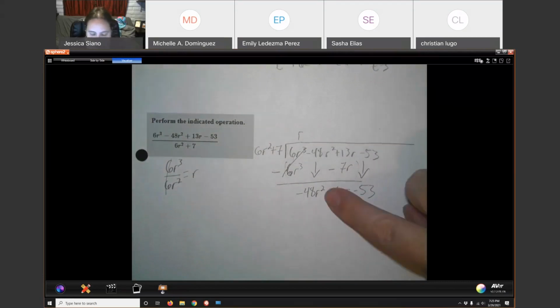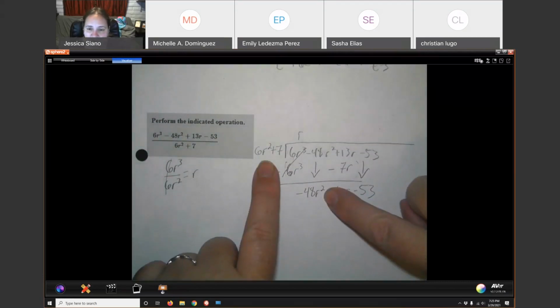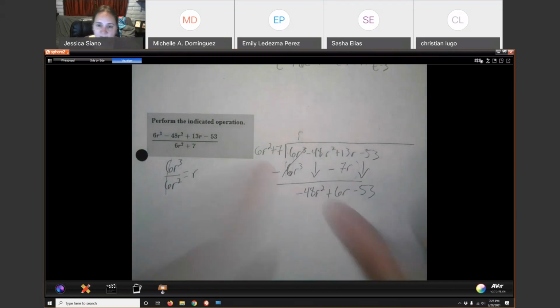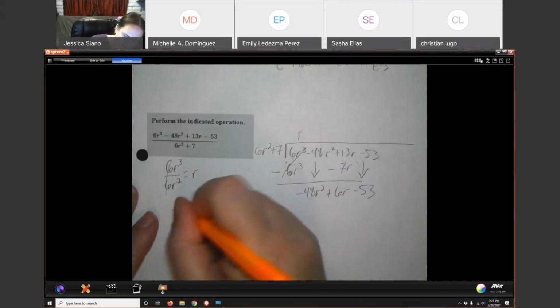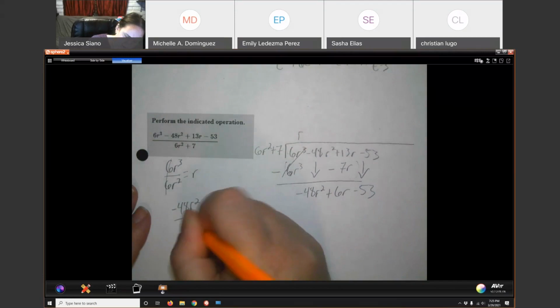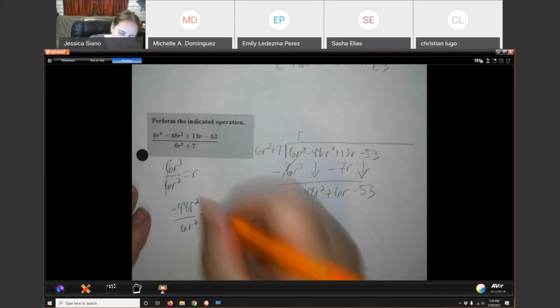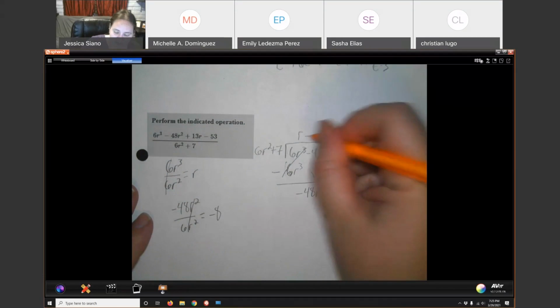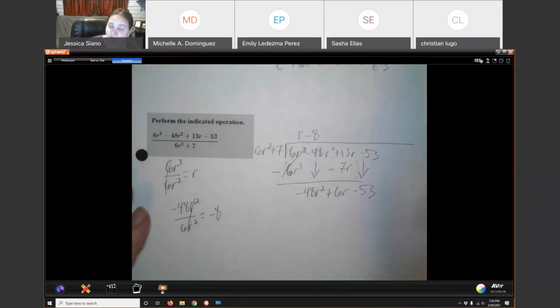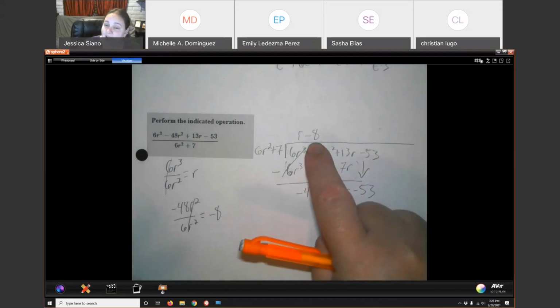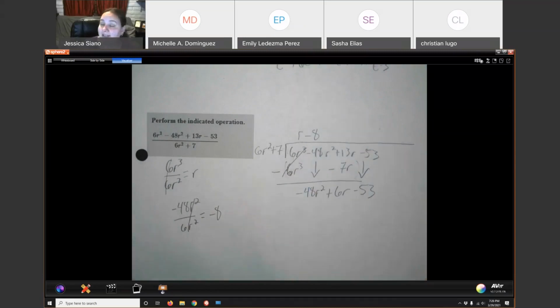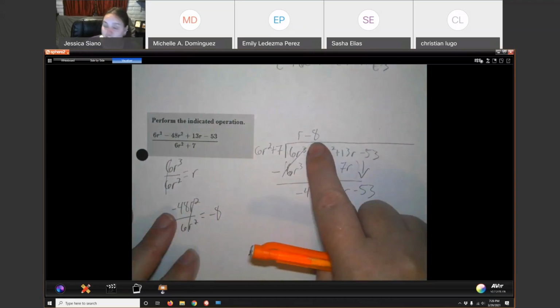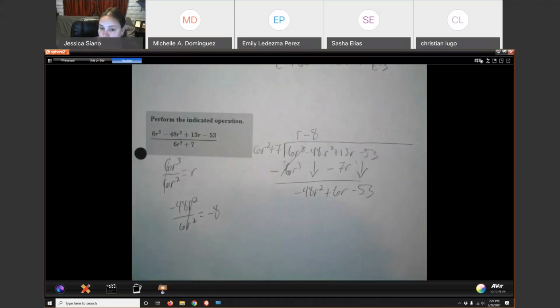So we start with our leading terms. What is negative 48r squared divided by 6r squared? Well, the r squares would cancel, and so negative 48 divided by 6 is negative 8. So I'm going to put a minus 8 up here. The fact that I got just a constant tells me I was right, and this is my last step. So you'll know you're done with long division whenever you are left with just a constant up here.